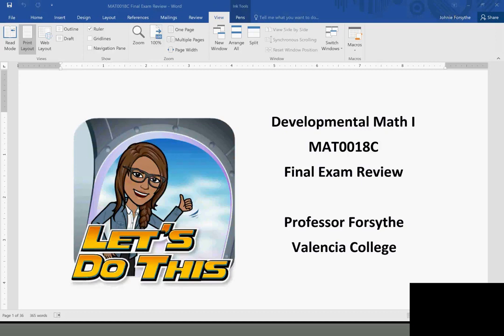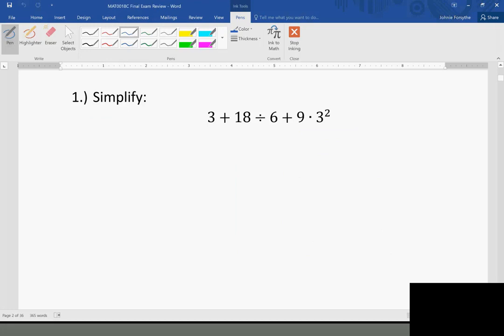Okay, so let's get started with the Developmental Math 1 Final Exam Review. Okay, number 1, simplify. So we have 3 plus 18 divided by 6 plus 9 times 3 squared.